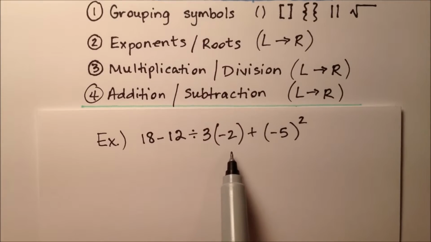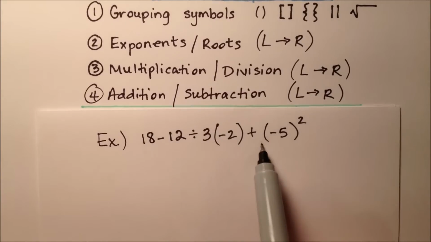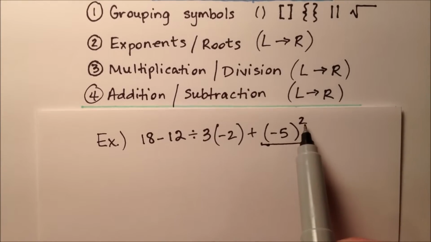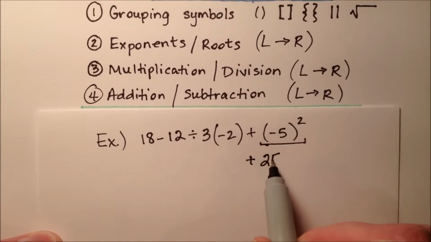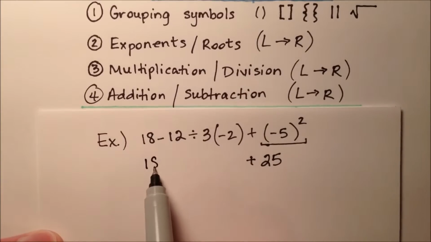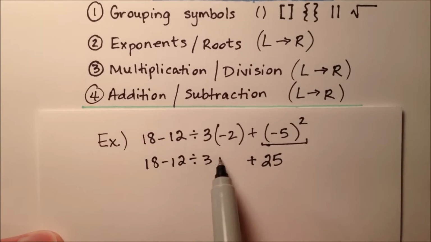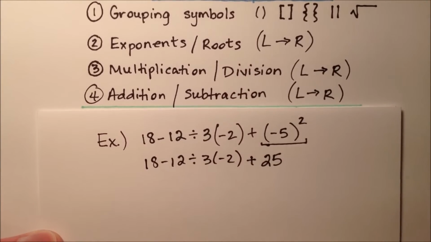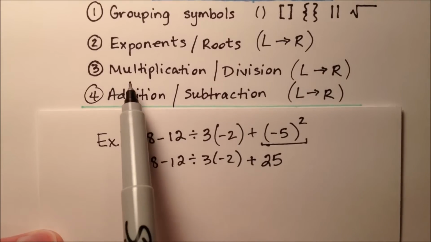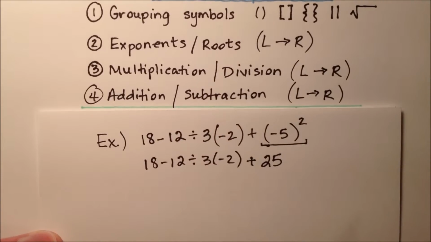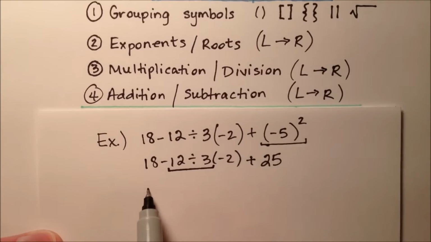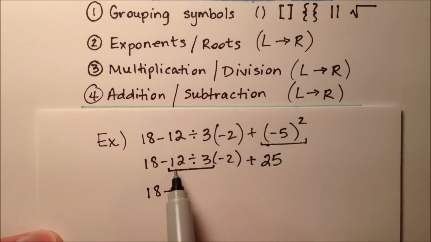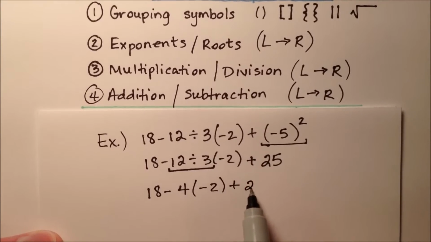So the first thing that we need to do is the exponents. So (-5) squared, and remember this square is going to go with the negative and the 5, is going to be a 25. So I'm going to put plus 25 on the end and just bring everything else down. Now from here we go to the next step and we have multiplication and division from left to right, just as they appear. So our first division is this guy right here. So I'm going to bring this 18 minus down, and 12 divided by 3 is 4. And I'm just going to bring everything else down.